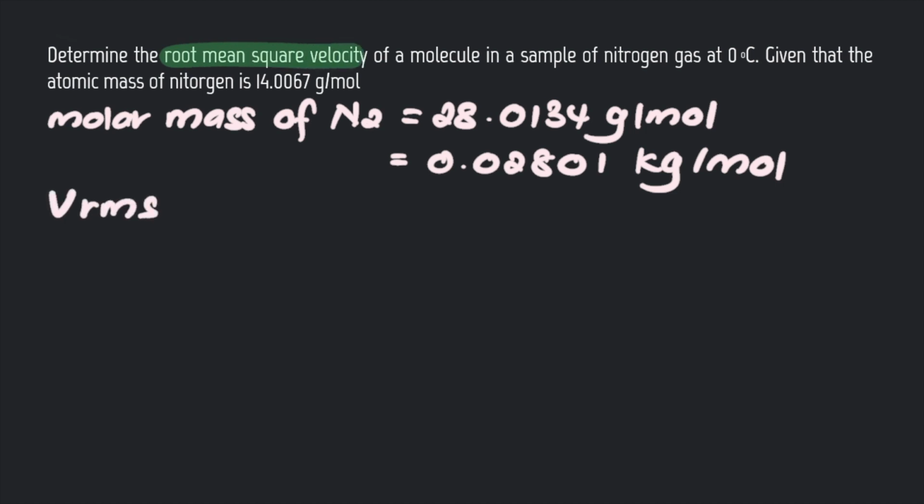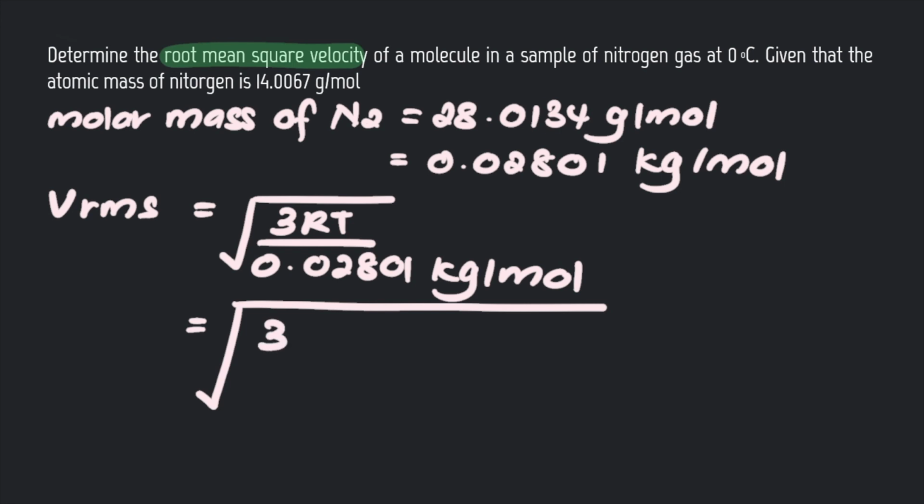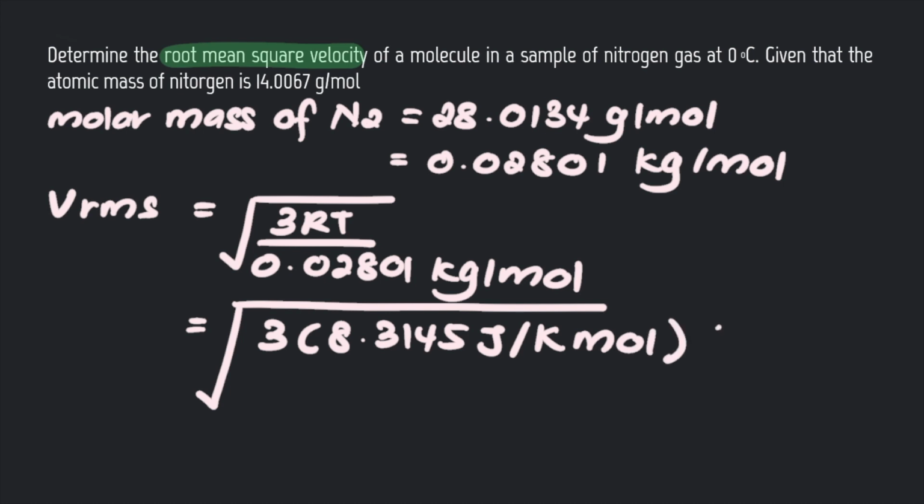So VRMS is equivalent to the square root of 3RT over the molar mass, but in kilogram. So it's over 0.02801 kilogram per mole. Right. So I'm just going to copy this again. So 3. So what is the gas constant? 8.3145 joule per Kelvin per mole.